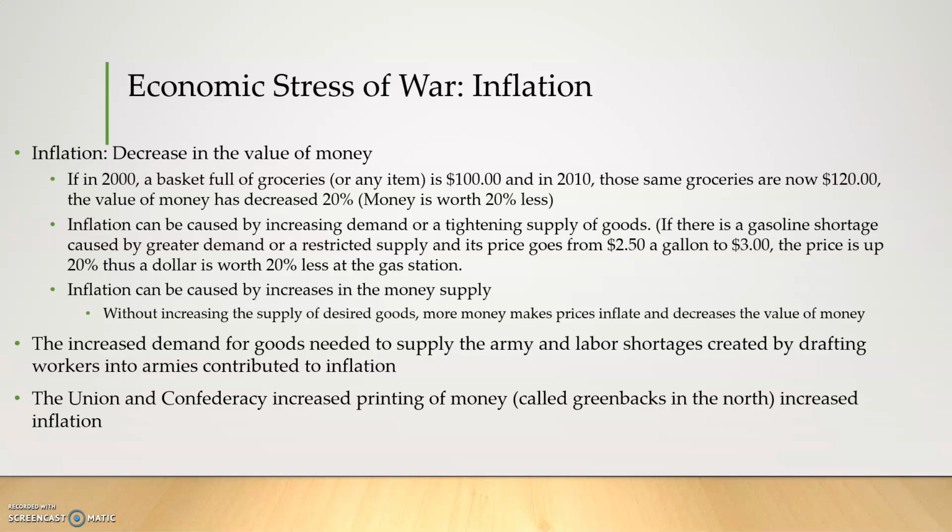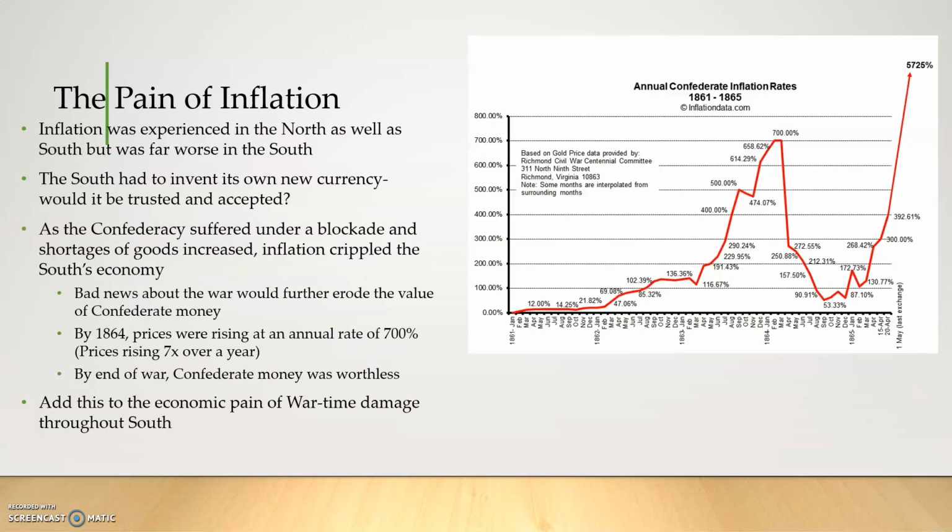Add that to the fact that both the Union and the Confederacy printed money, as I showed you at the beginning, in order to purchase the goods they needed. In the North, they called them greenbacks. So flooding more currency into the market would lead prices to go up. This was really bad in the North, but it was extremely critical and destructive in the South.